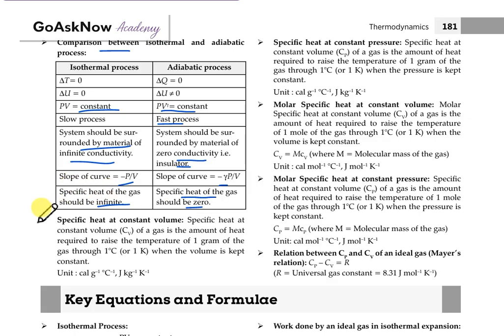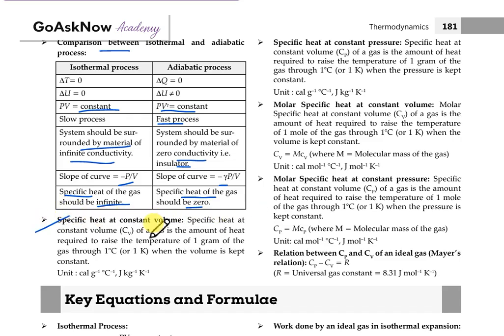Now, as the specific heat is mentioned, we have to study specific heat for different cases: for constant volume, for constant pressure, and also the molar specific heat at constant volume and constant pressure, and the relation between them. Firstly, specific heat at constant volume.